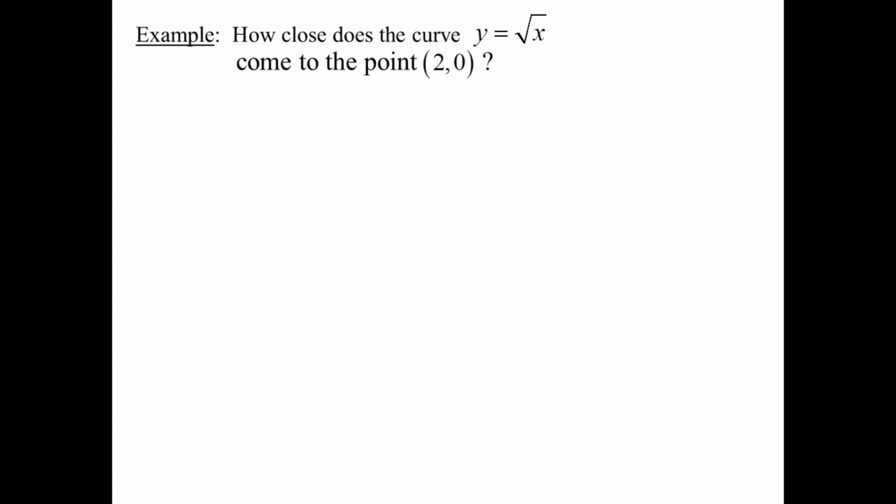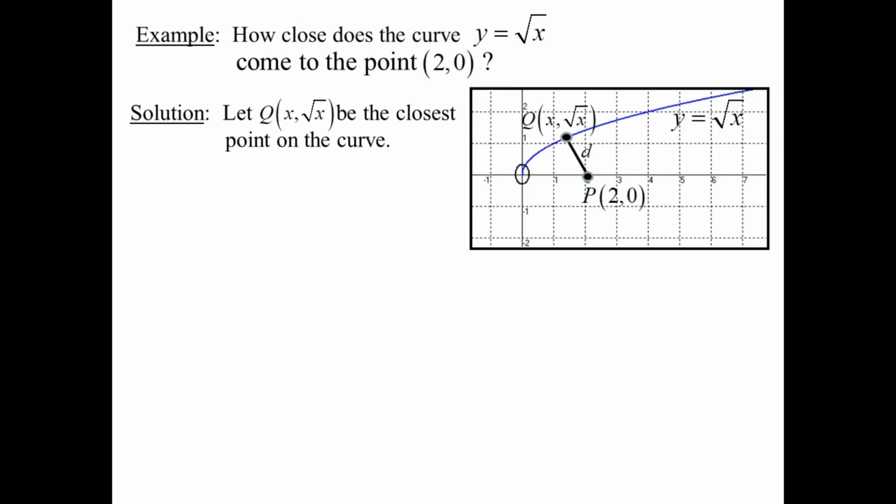How close does the curve y equals root x come to the point 2, 0? Solution: let Q, x, root x, be the closest point on the curve, as shown. There's the point Q, x, root x. There's our point P, 2, 0. And we can see the distance between them, d. So we have this formula, d squared equals y minus y squared plus x minus x squared. So root x minus 0 squared plus x minus 2 squared.